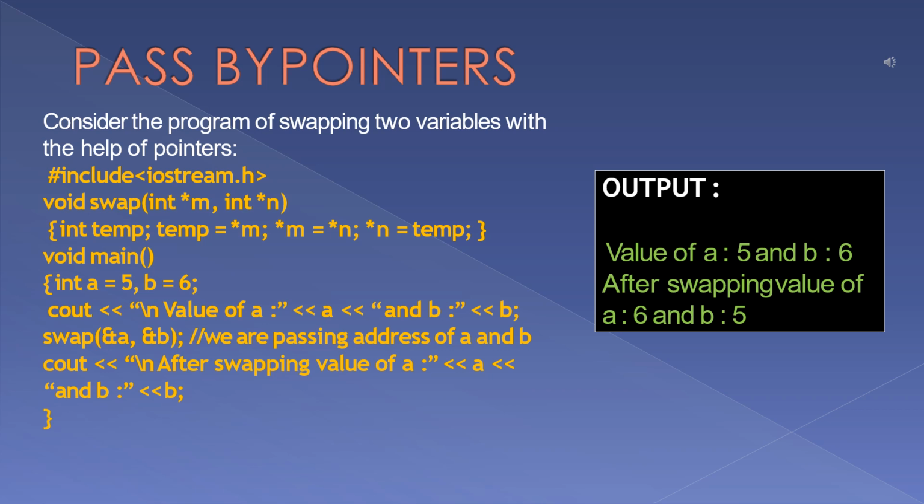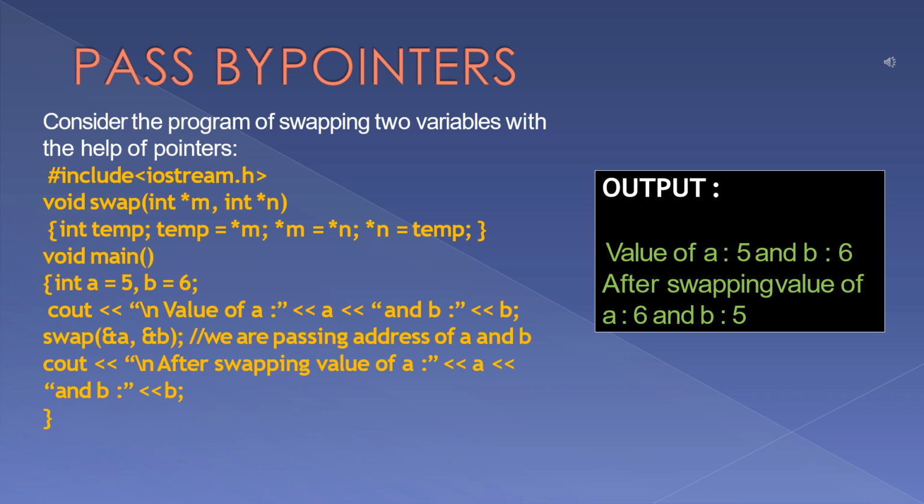temp equal to *m, so the value at m is assigned to temp. *m equal to *n, value at m equal to value at n. Value at n equal to temp. Coming to the main program, a equal to 5, b equal to 6. The values of a and b are 5 and 6 respectively. Now you're calling the function swap, passing the address of a and the address of b. So the address of a will be stored in m, and the address of b will be stored in n.